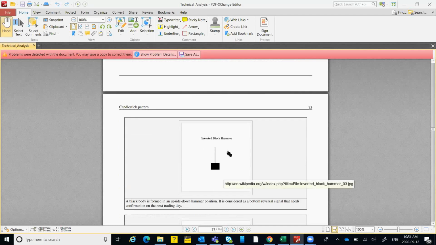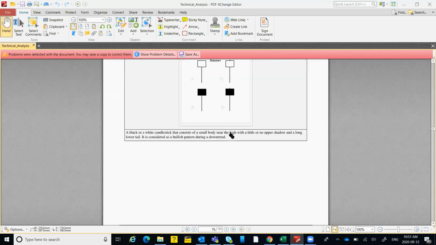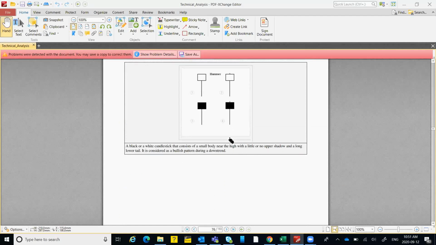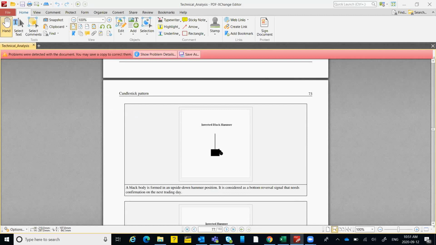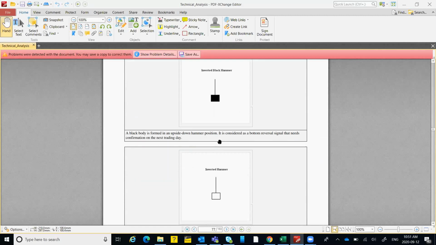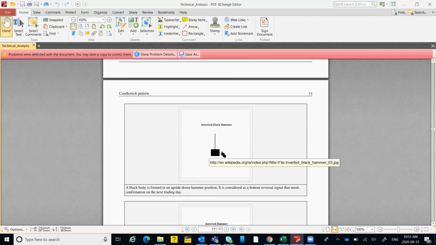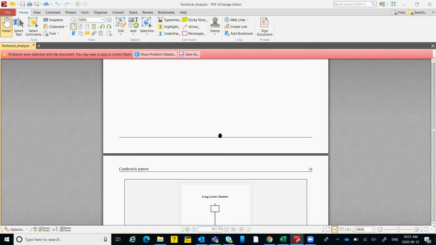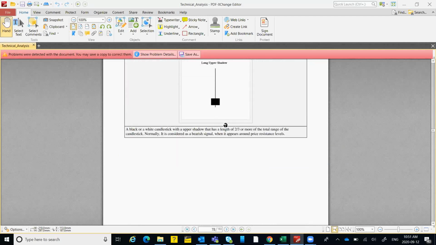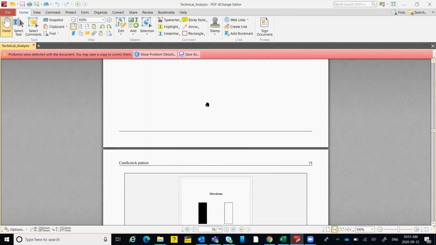Then we discussed the inverted hammer. The inverted hammer is similar to the hammer in shape, just the opposite. The body is below and the wick is on the upside, and it is normally formed at the bottom and is considered a bottom reversal. So there is upside price rejection, and the market may start going down from here. This is the inverted black hammer, or just the inverted hammer, the same thing. It may be a red candle or a white candle. So these were the things that we discussed in our last session.